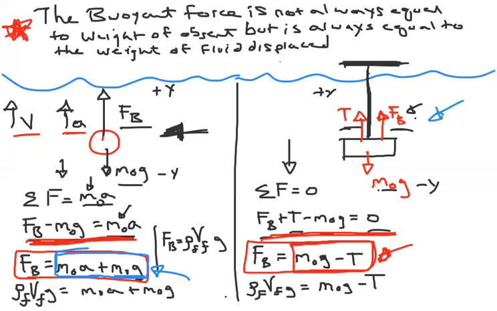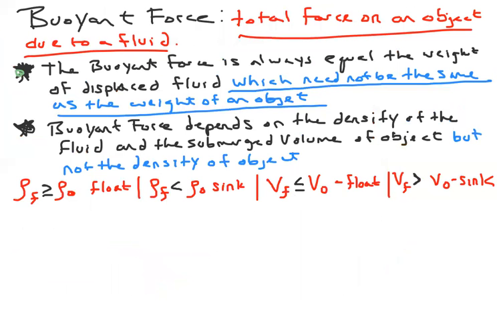And again, what is this for? Just trying to show you that the buoyant force is not always equal to the weight of the object, but is always equal to the weight of fluid displaced. The buoyant force is always equal to the weight of fluid displaced, but the weight of fluid displaced might not always be equal to the weight of the object. And that's all that's trying to show you, okay? And that's what this caveat essentially was stating.